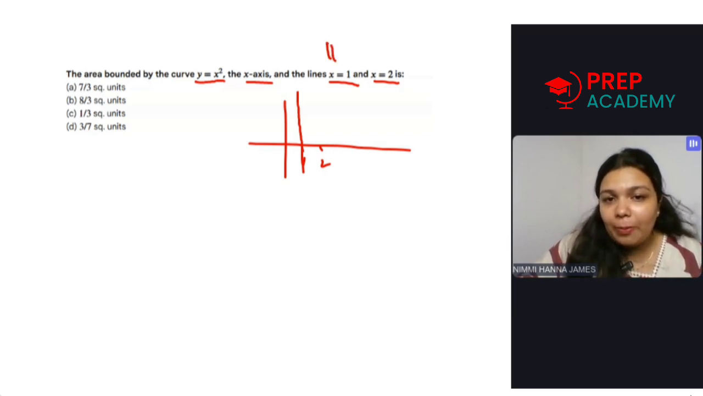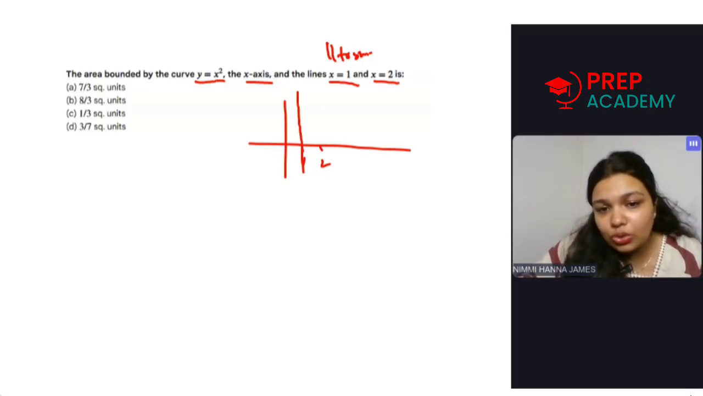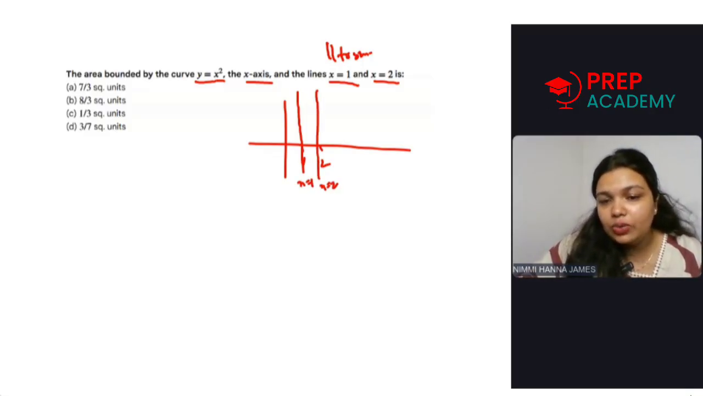x equal to 1 is parallel to the y-axis, and x equal to 2 is also parallel to the y-axis, passing through 2. So this is x equal to 1 and this is x equal to 2. Now we want the x-axis, which is also a boundary. Now y is equal to x square, so we are going to find the values to draw.